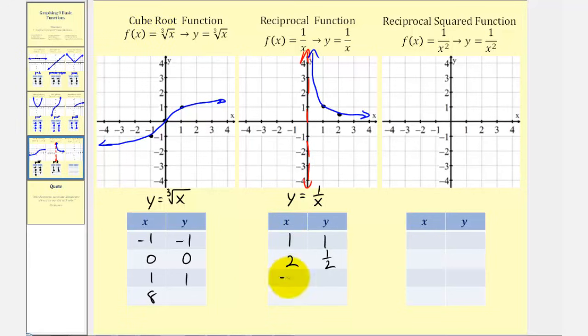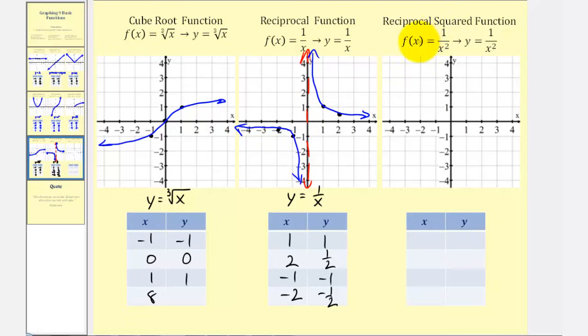So if we select -1 and -2, we'd have -1 and -1/2 for y. So we'd have this point here and this point here. As x approaches -infinity, y approaches 0 again. So the second piece would approach the x-axis going to the left, and it approaches the y-axis going downward.